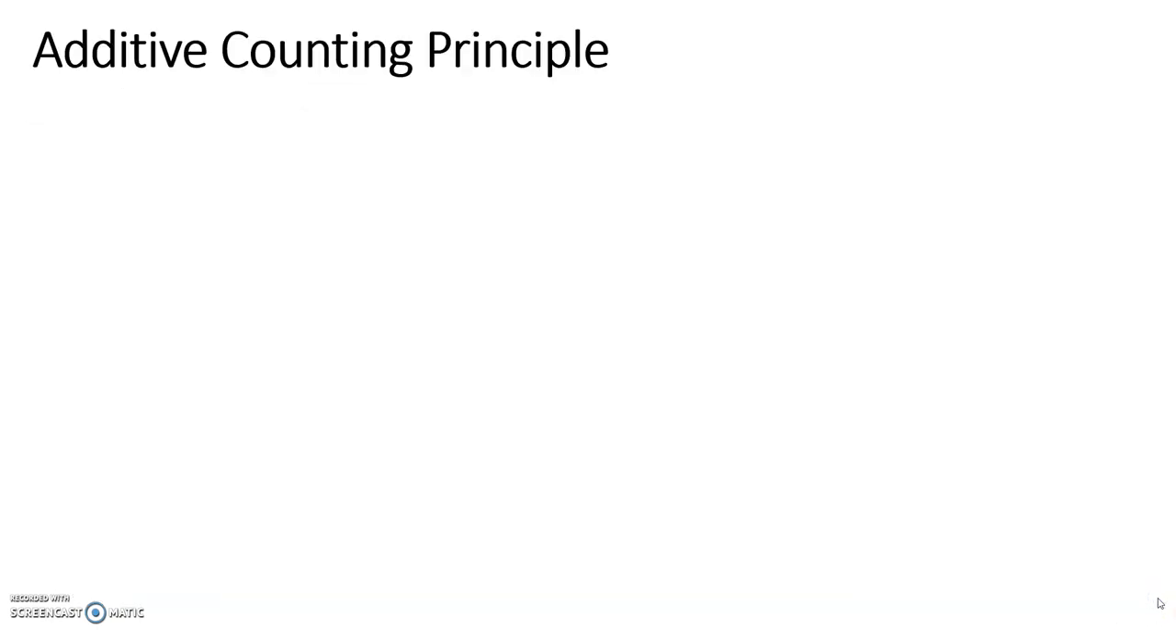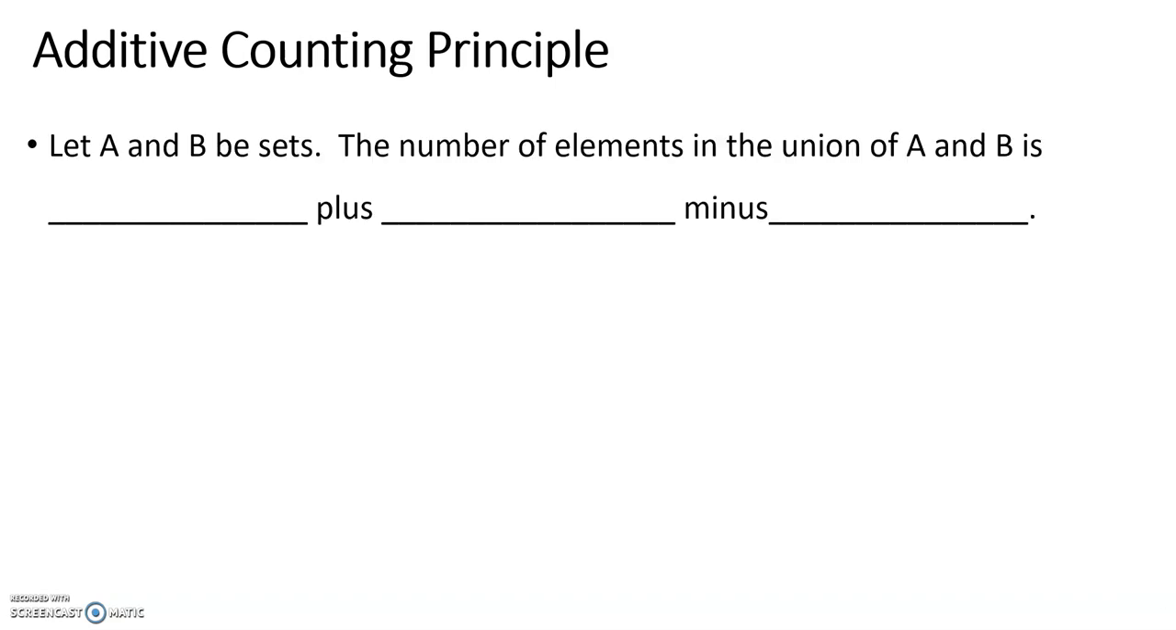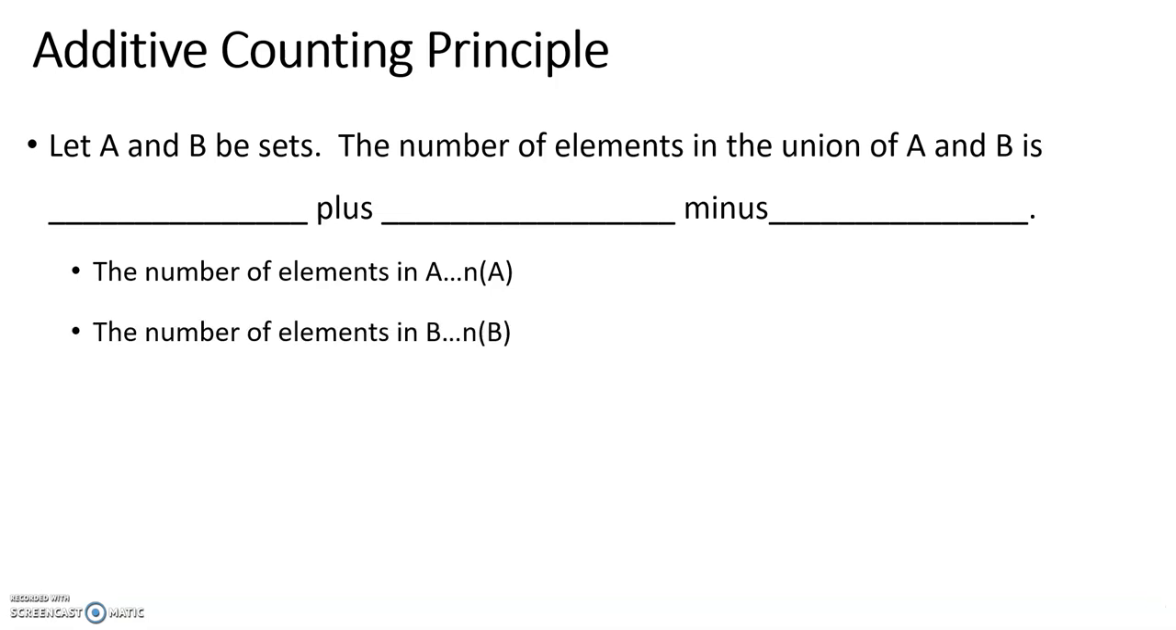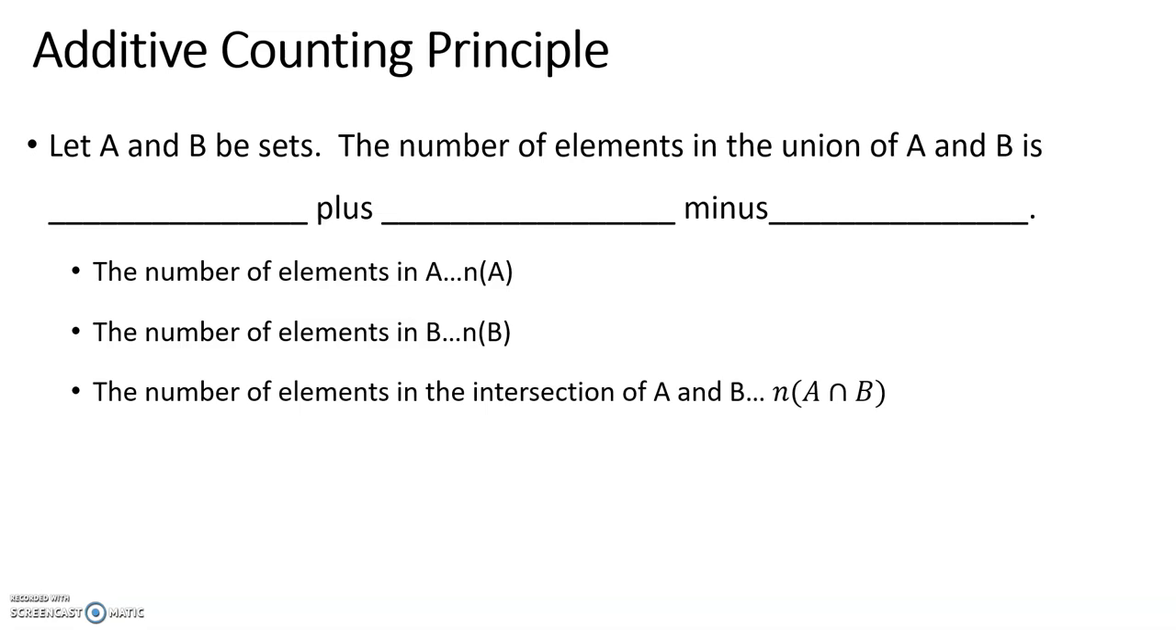The additive counting principle. Let A and B be sets. The number of elements in the union of A and B is the number of elements in A plus the number of elements in B minus the number of elements in the intersection of A and B. The number of elements in the union of sets A and B is the number of elements in A plus the number of elements of B minus the number of elements in the intersection of A and B.